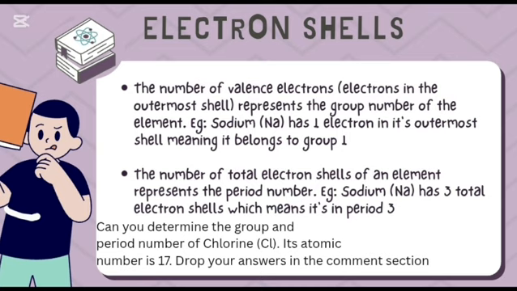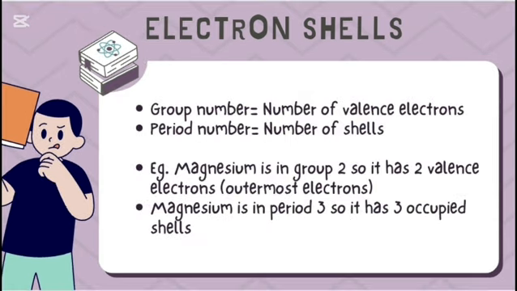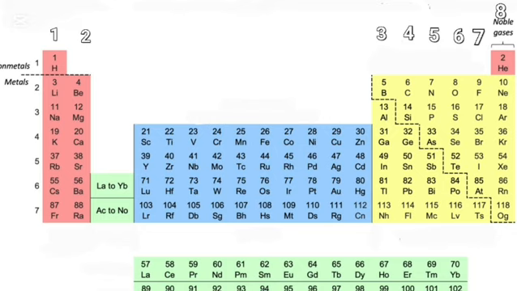Can you determine the group and period number of chlorine, Cl? Its atomic number is 17. Drop your answers in the comment section below. Take a look at the periodic table. Figure out the number of valence electrons and the total number of shells in silicon. Drop your answers in the comment section below.